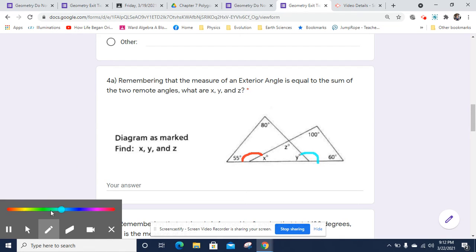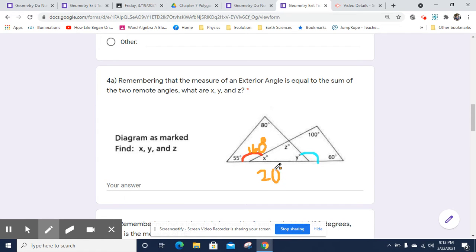And we can work that out pretty easily. So because 100 plus 60 has to equal this. So that's 160. Nice. And if that's 160, then that has to be 20. So that's 20 degrees right there.